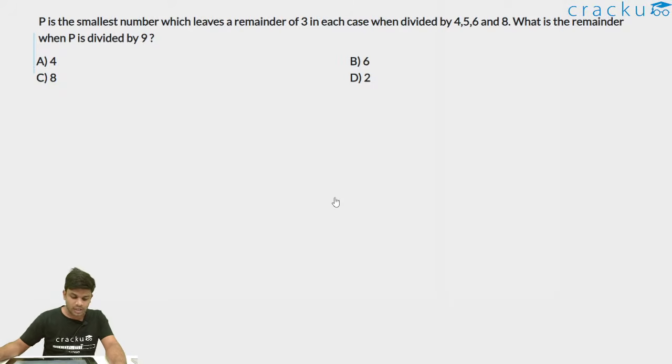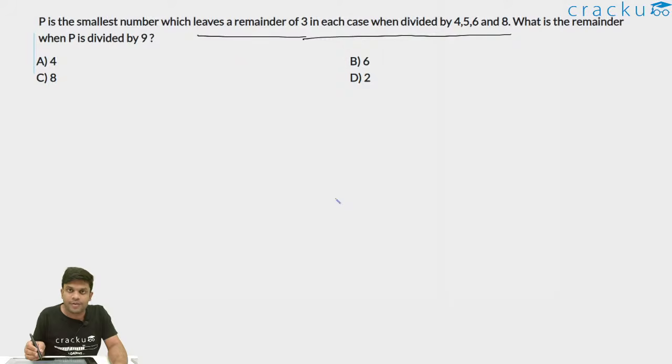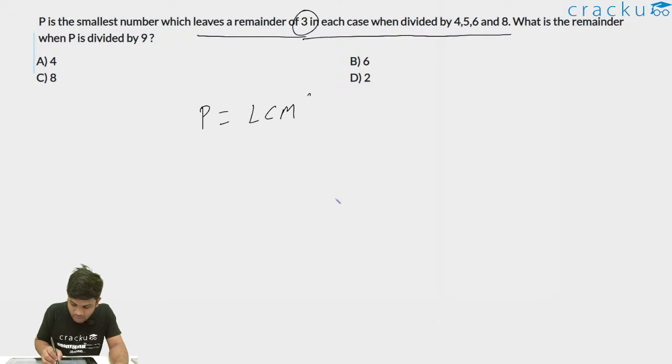Okay, so in this question, we have to find p, the smallest number which leaves a remainder of 3 in each case when divided by 4, 5, 6 and 8. So that means p is a number such that when divided by 4, 5, 6 and 8 it leaves a remainder of 3 in each case. So p will be related to the LCM of 4, 5, 6 and 8.